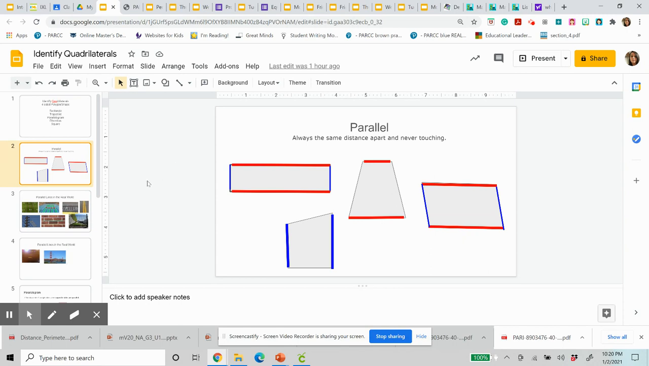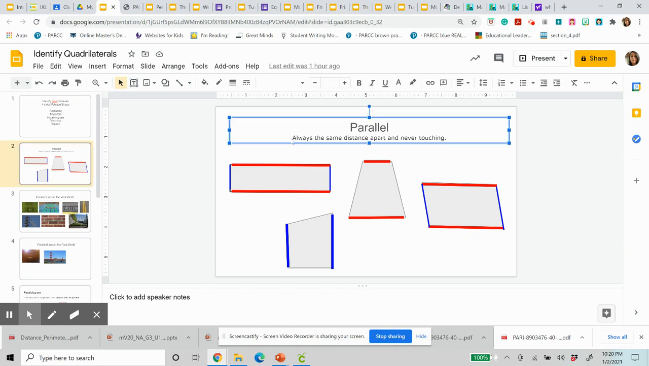And parallel are lines. Let's put lines here. Lines that always go in the same direction, same distance apart, and they never touch. So I've highlighted it here. These red lines on this rectangle are parallel. They're the same distance apart, and if they continue in either direction, they will never ever touch.